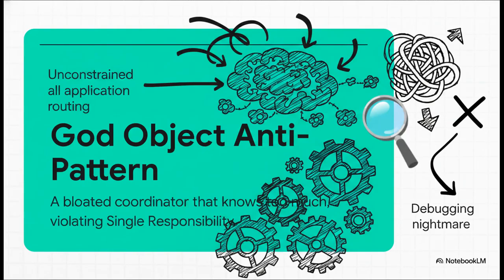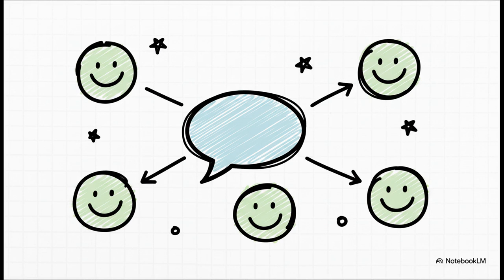However, we have to talk about the danger here, because centralization is powerful, but it's also dangerous. If you leave it unconstrained and use it for all your application routing, your mediator becomes a massive bottleneck. We call this the God-object anti-pattern. When a central coordinator knows too much and does too much, it completely violates the single responsibility principle. Suddenly, your elegant solution turns into a total debugging nightmare because the complex logic of your entire system is jammed into one bloated component.